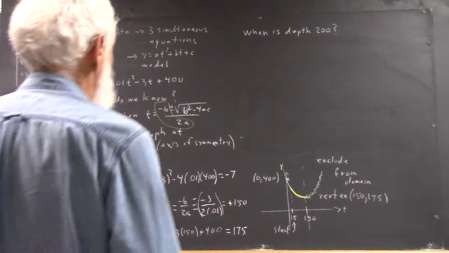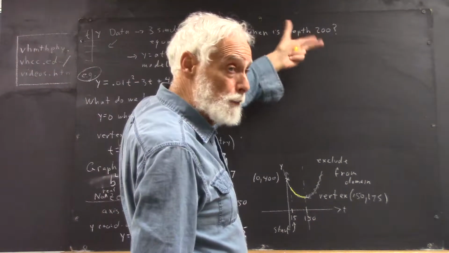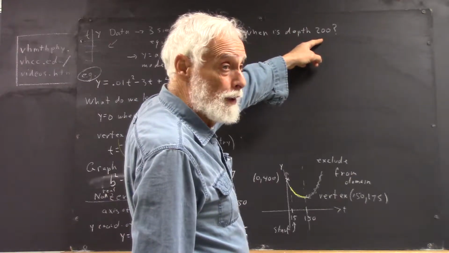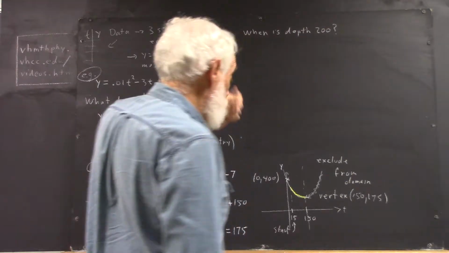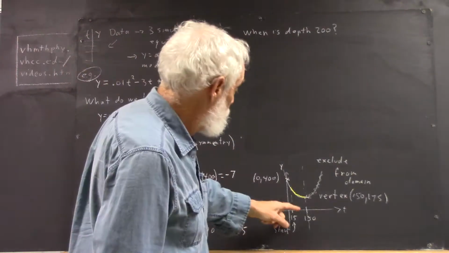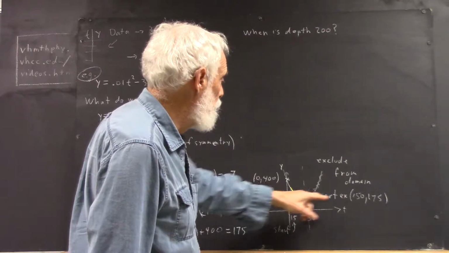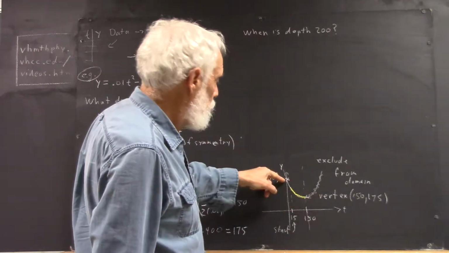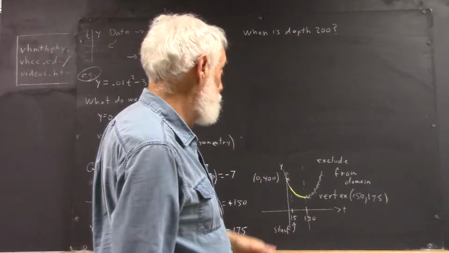So we look at the question now: when is the depth equal to whatever value? Let's say, when is the depth 200? Now I chose 200 because it's between the 175 that we get here and the 400 that we have here. So we know it's going to occur.